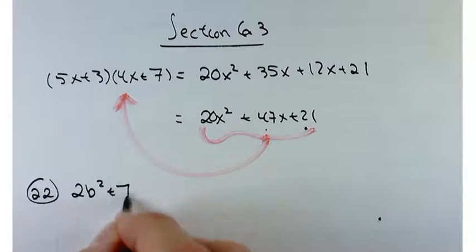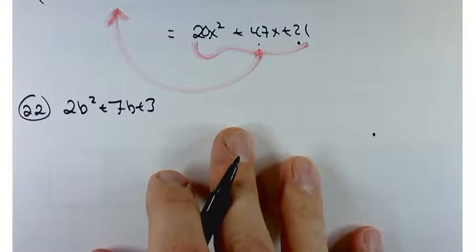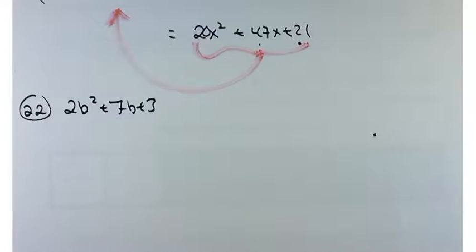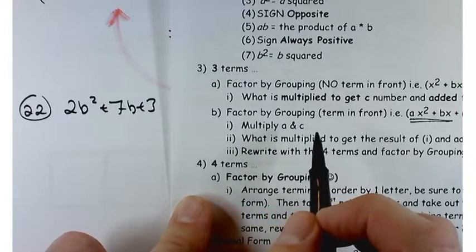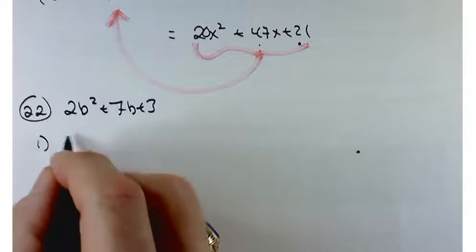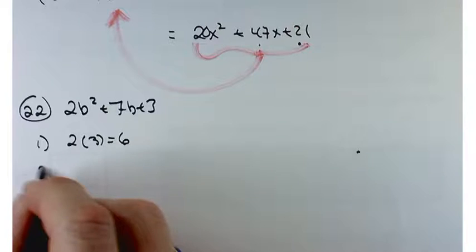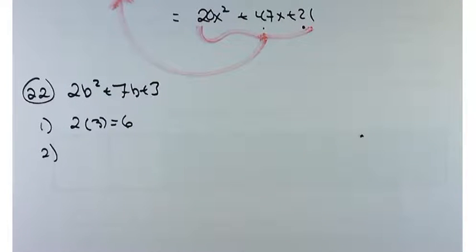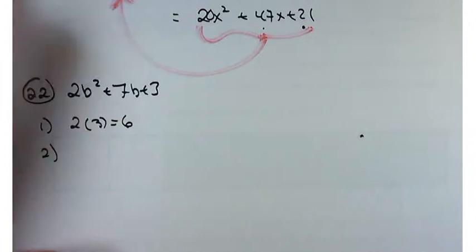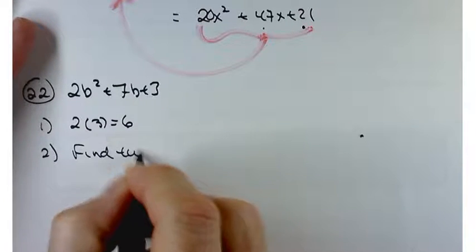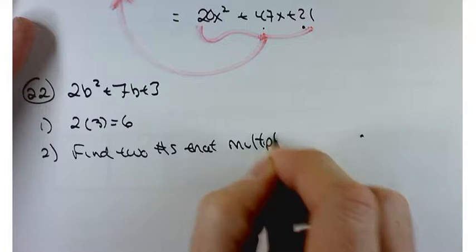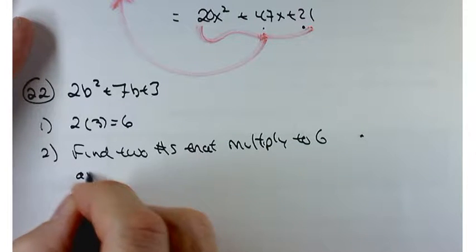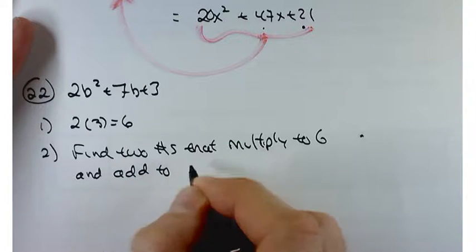2b squared plus 7b plus 3. Now the first step in this method is to multiply the outside terms. Multiply the a times the c. In this case, that's 2 times 3, which gives me a 6. The second part of this is to find two numbers that multiply to 6 and add to the middle number. So find two numbers that multiply to 6 and add to 7.